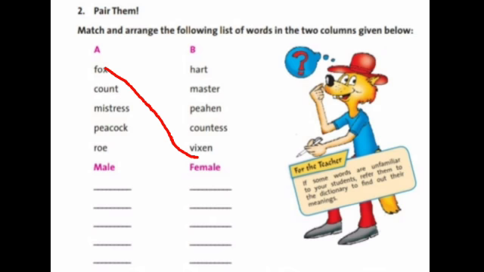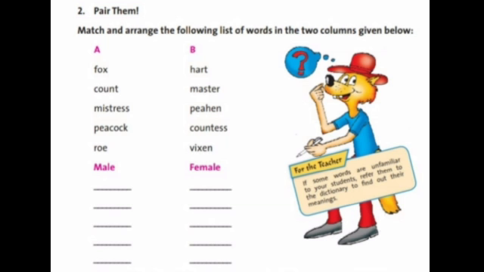Next is count. Students, count means here a nobleman. So the opposite gender of count is countess. Countess means wife of a nobleman. Next is mistress. So mistress is the female gender. It means it is a feminine gender. And master is the opposite gender of mistress. It means master is male gender and mistress is female gender.